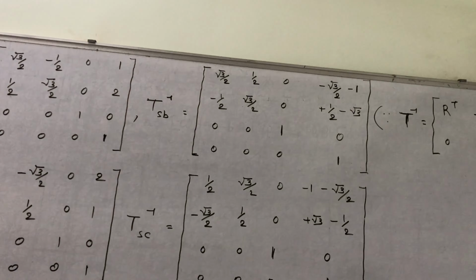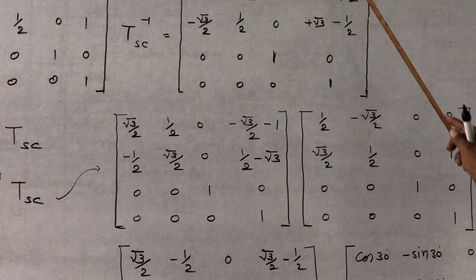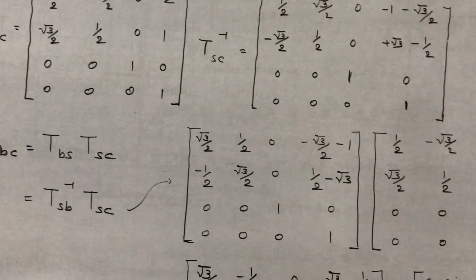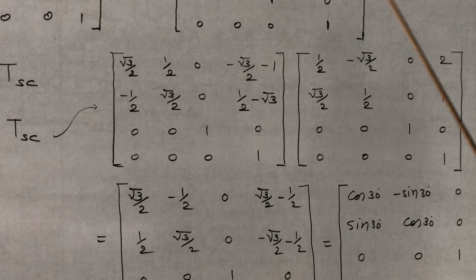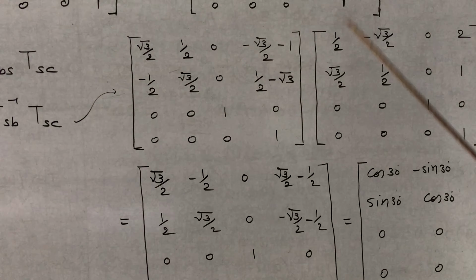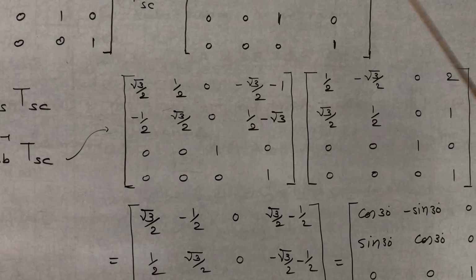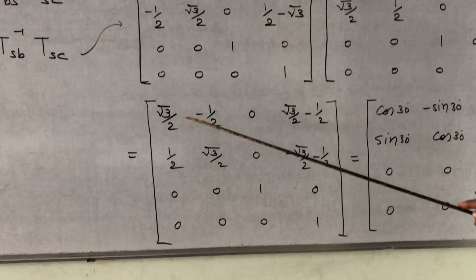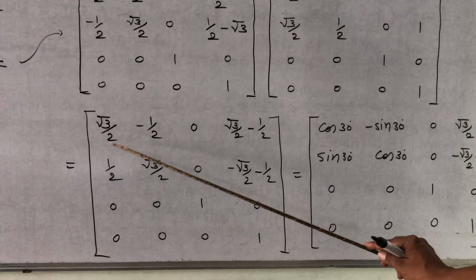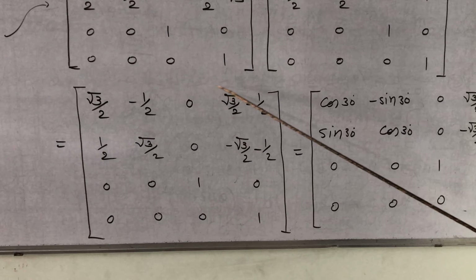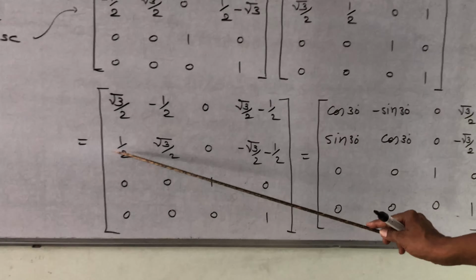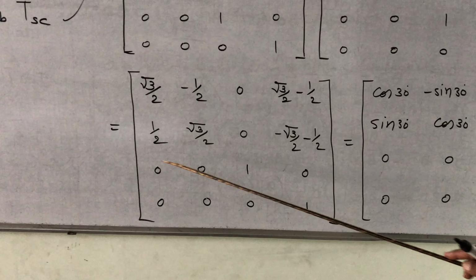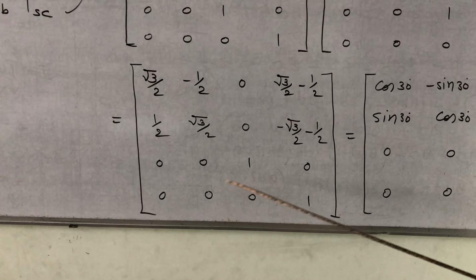So TSB inverse is this one. And TSC, that is this one. This is TSC. If we multiply turn by turn, first row, first column, first row, second column, first row, third column, first row, fourth column, and so on as a whole. So we get this one, root 3 by 2 minus half, 0, root 3 by 2 minus half. Half, root 3 by 2, 0, minus root 3 by 2 minus half. 0, 0, 1, 0, 0, 0, 0, 1.